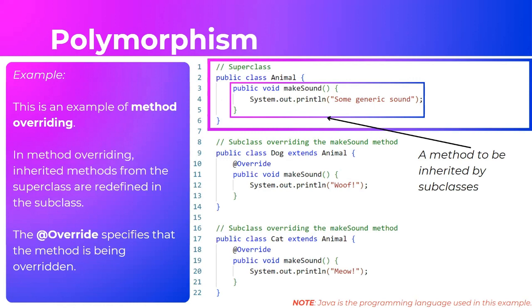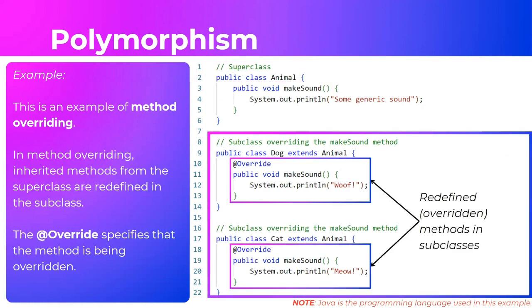In method overriding, we start with a method, of course, on our superclass. In this example, we have makeSound. As you can see, its implementation prints some generic sound. When it comes to our subclasses, first, of course, we need to ensure that our superclass is extended by our subclass so we can implement inheritance. And then we have our method. We have the same access modifier, the same return type, and the same name, but a different implementation. This is an example of method overriding.